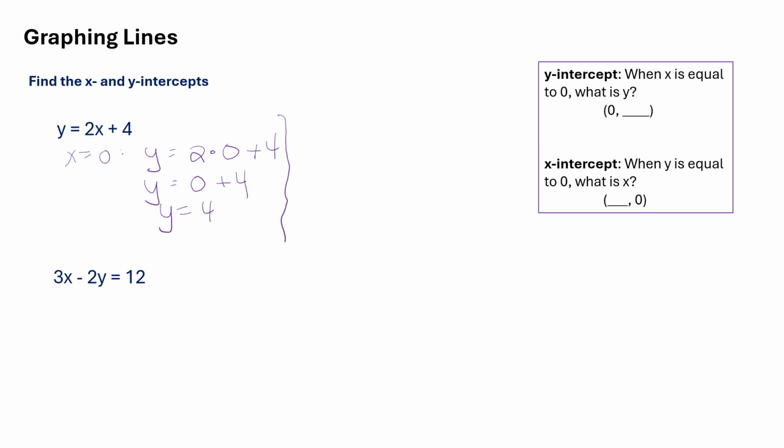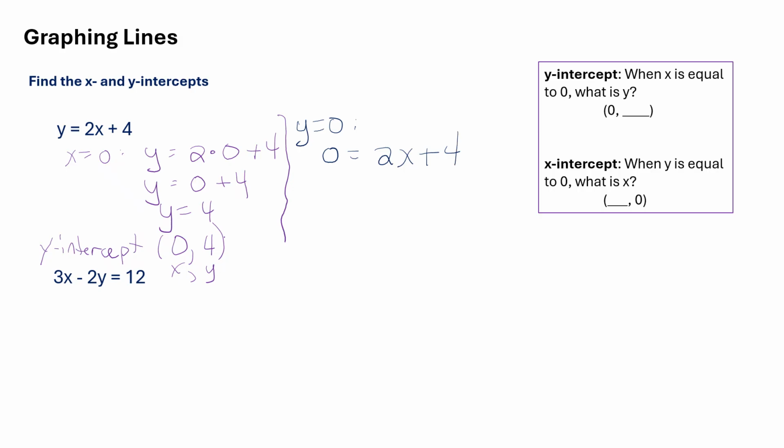So this is our y-intercept, at 0, comma 4. So it's always x, comma y. But let's also find the x-intercept. The x-intercept means that when y is equal to 0, so we now have a little trickier equation to solve. 0 is equal to 2 times x plus 4.